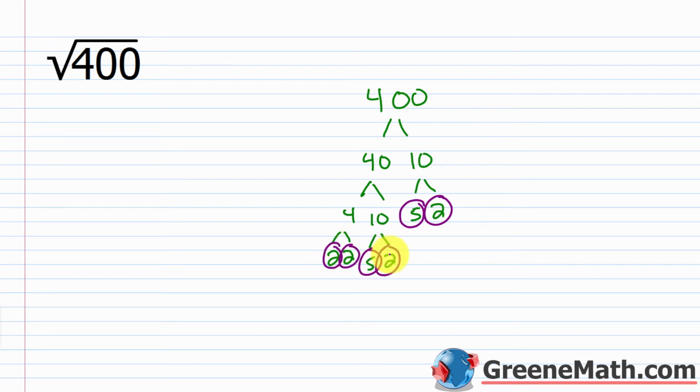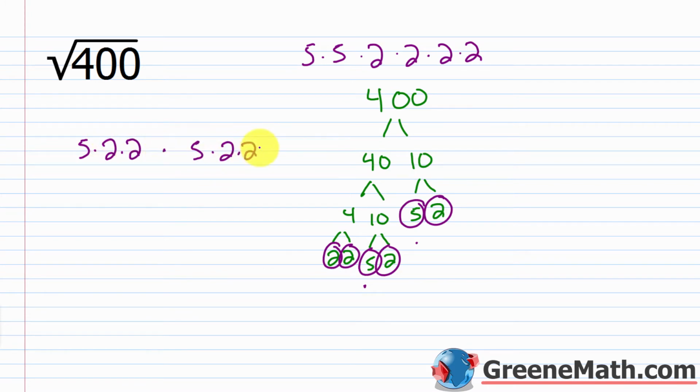So what do I see here? I've got 2 5s. So 5 times 5. And I've got 4 2s. So times 2 times 2 times 2 times 2. Well, what I can do is I can write this as what? 5 times 2 times 2 times 5 times 2 times 2, or 5 times 4, which is 20, times 20. 20 times 20 is 400, so that's your answer.